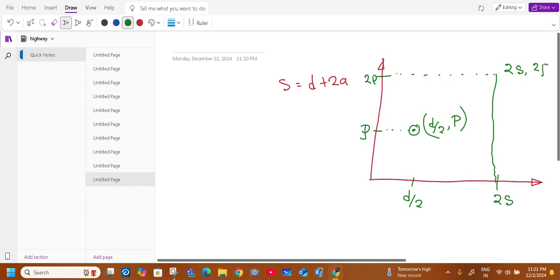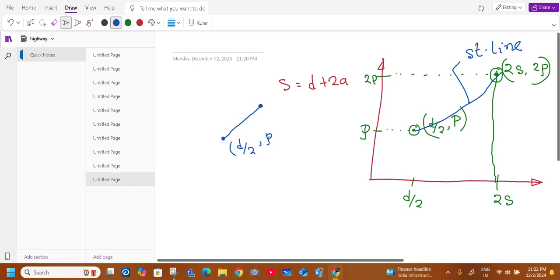The pressure is 2s comma 2P at this point. So we can draw a straight line. My line is never straight, but this is actually a straight line. So this point is D by 2 comma P, and this point is 2s comma 2P.